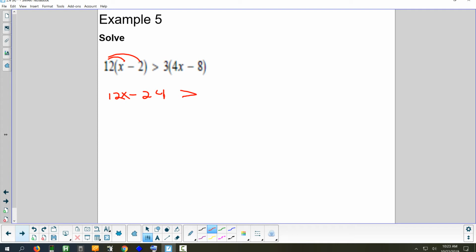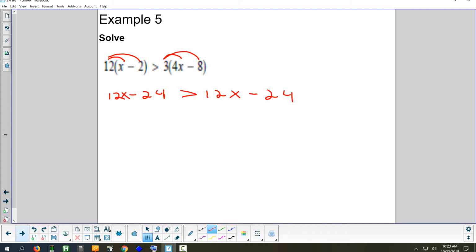On the right side, what am I distributing there? 3. Yep. And 3 times 4x? 12x. And 3 times negative 8? Negative 24. Okay.